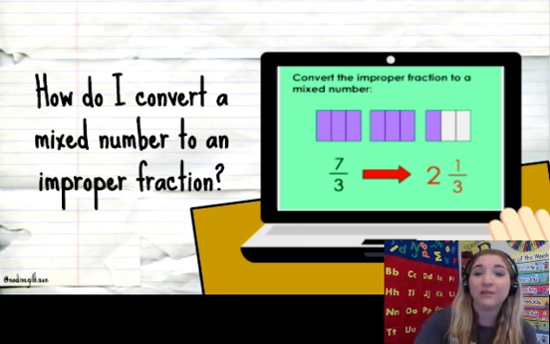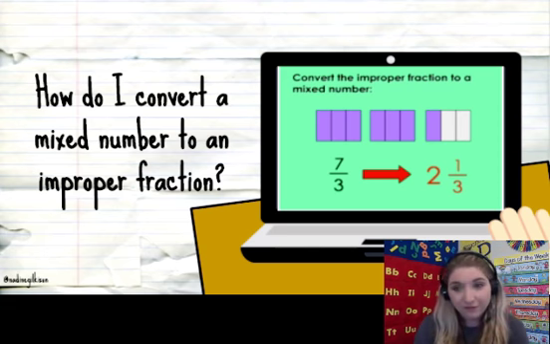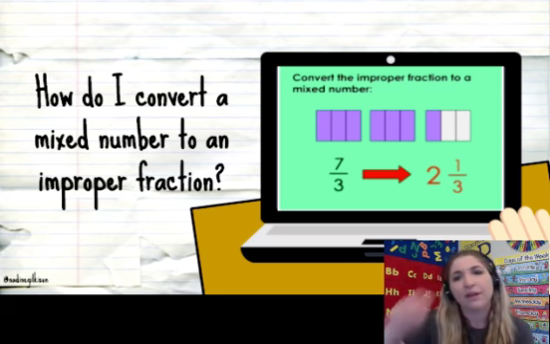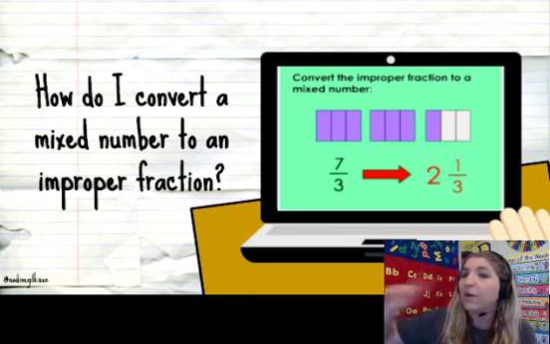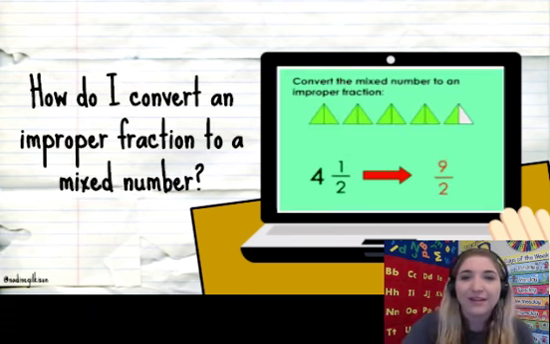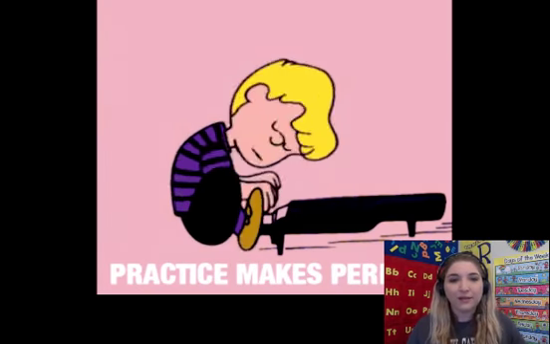3 times 2 is 6 plus 1 is 7, and you can do division that way. So how many times can 3 go into 7? It can go 2 times. What's left over? 1/3. All right, so now let's practice. Let's practice with the improper fraction.